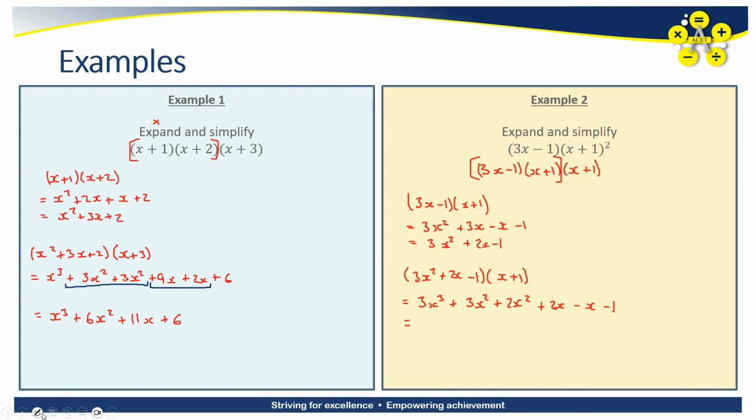I now need to simplify these terms to complete my question. So I can simplify these x squared terms and I can simplify these x terms here. So I'm going to reduce this down by simplifying. 3x cubed, there are no other like terms. 3x squared and 2x squared equals 5x squared. 2x take away x is 1x. And I've got this negative 1 at the end. And I'm done.